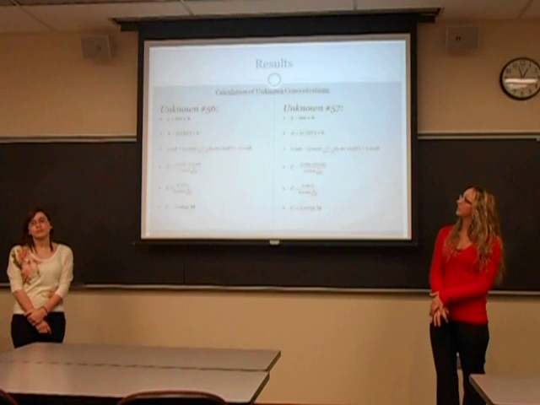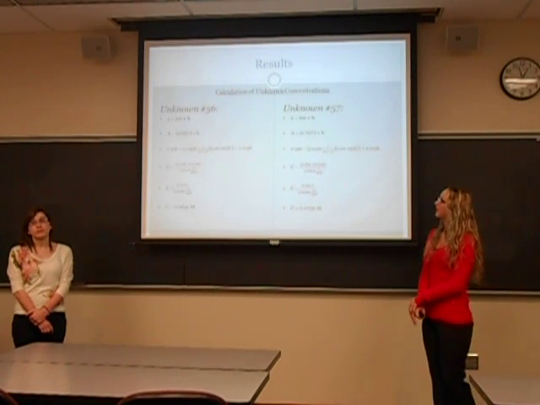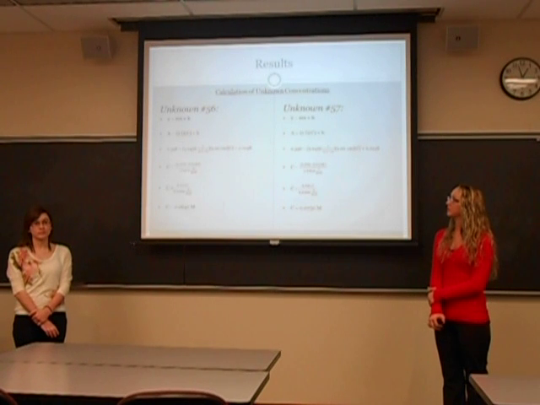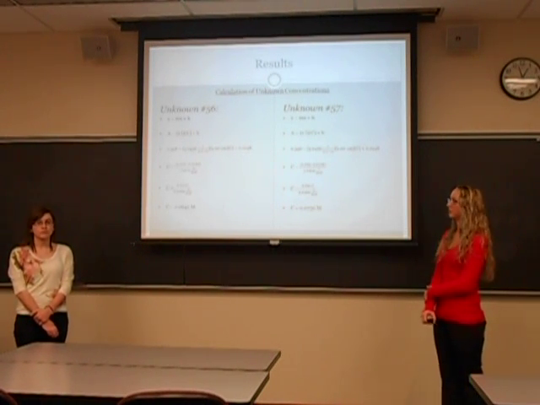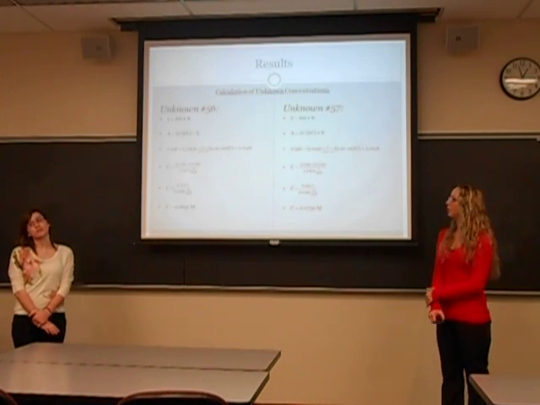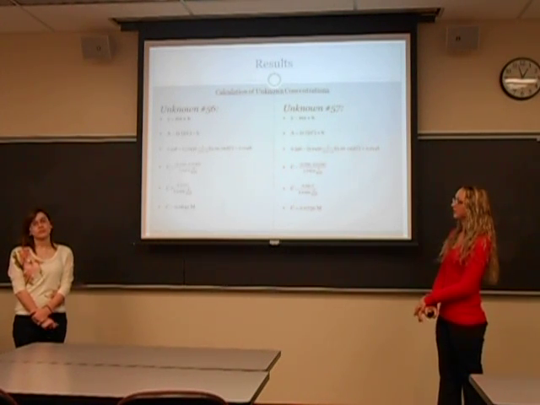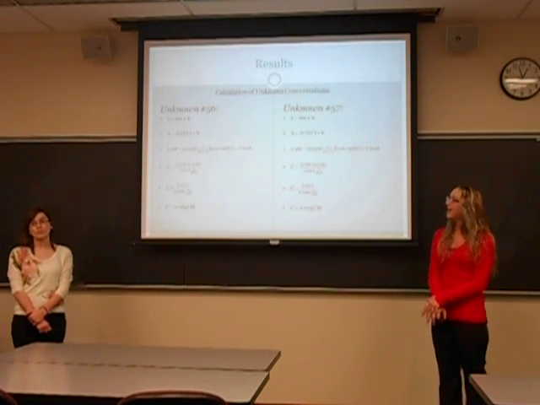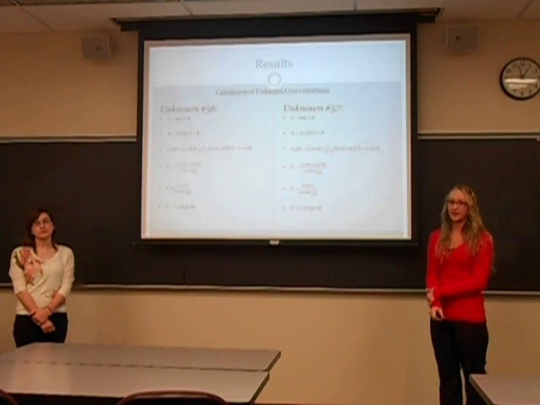This is our calculation of the unknown concentrations. We have unknown 56 and unknown 57. We use the equation y equals mx plus b, which is also known as absorbance equals epsilon times path length times concentration plus b. We plugged in our values, and for unknown number 56, the concentration was 0.0641 molar, and then for unknown 57, the concentration was 0.0756 molar.